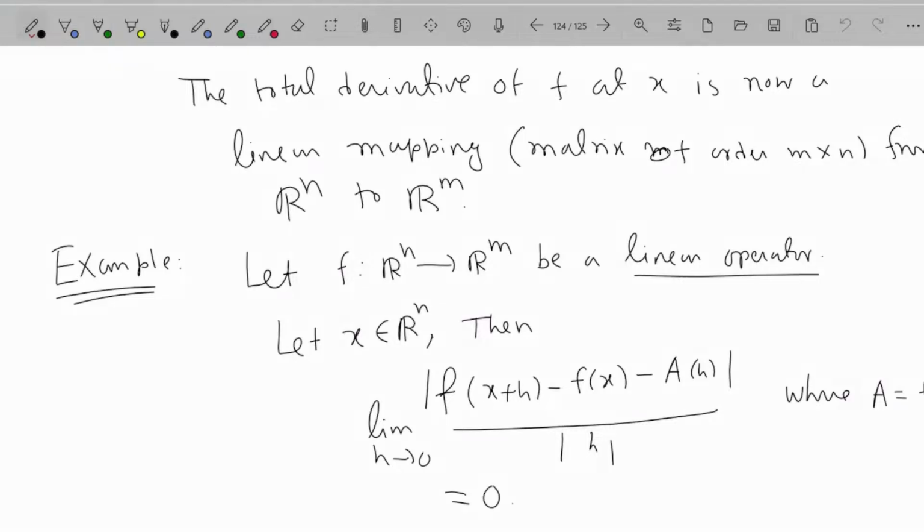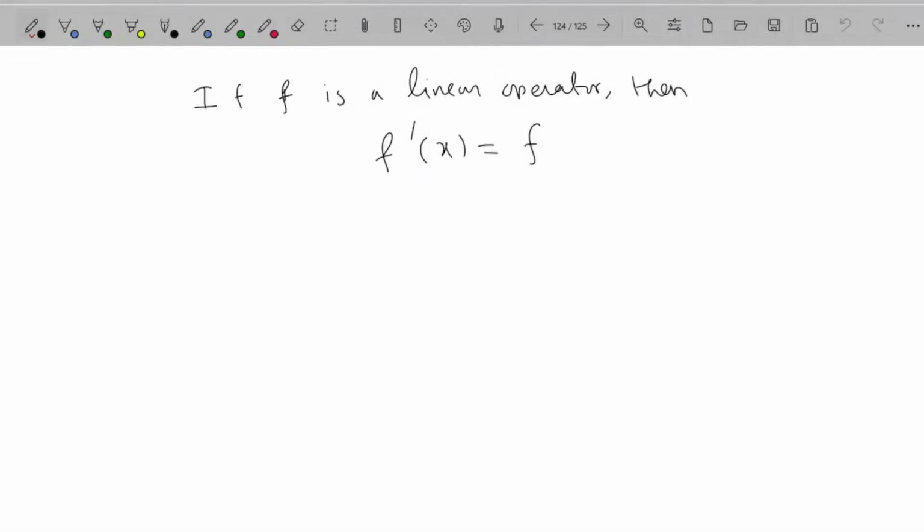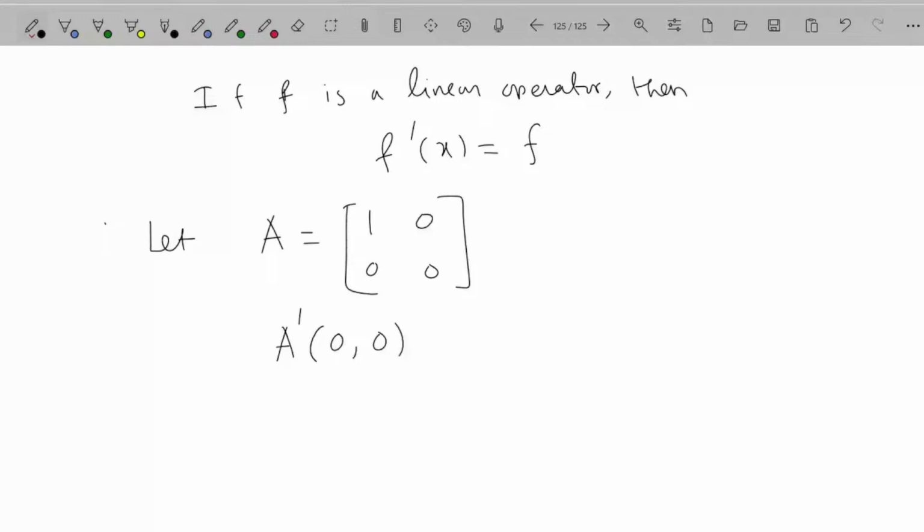Fine. So tell me now, if we have a matrix, let's say A equals the matrix with rows 1 0 and 0 0, what is the derivative? Find A dash of (0, 0). It's a matrix from R2 to R2. So what is the derivative, A dash at (0, 0)?